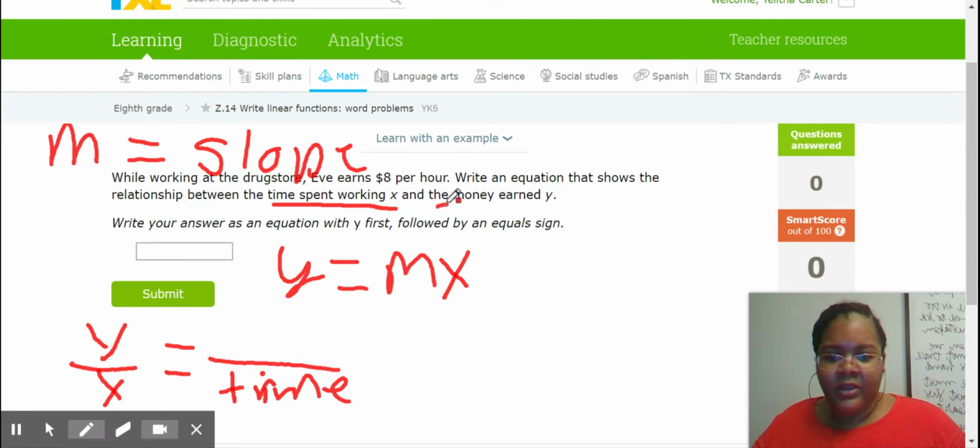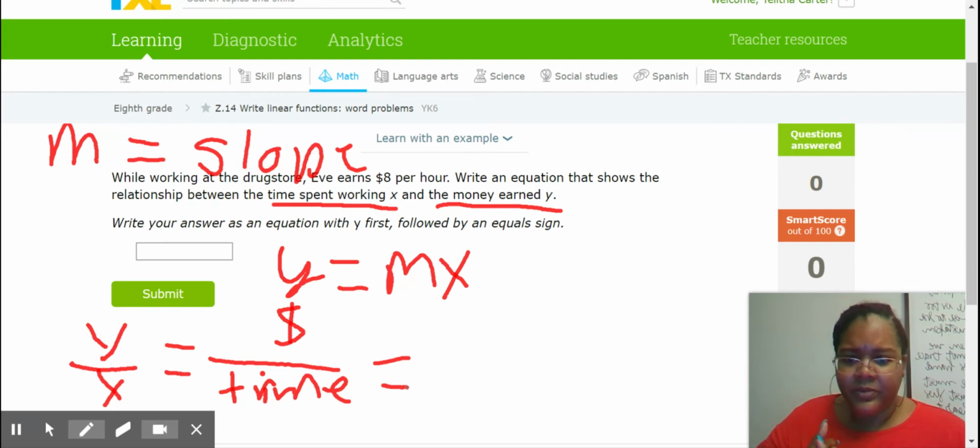And the money earned, y. So it says that money equals y. All right. So that's good. I know what y represents. Y is money. I know what x represents. X is time. So now I have to go back to my word problem and let's find some actual numbers.